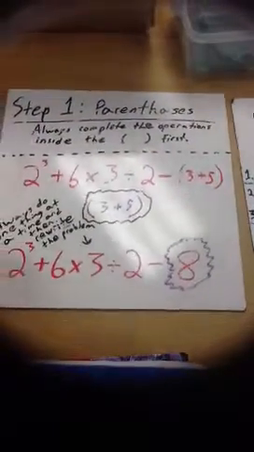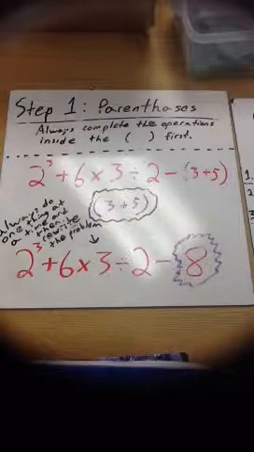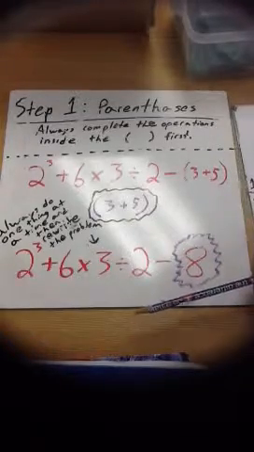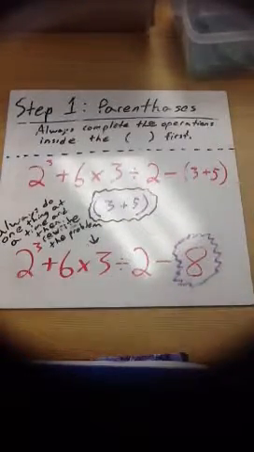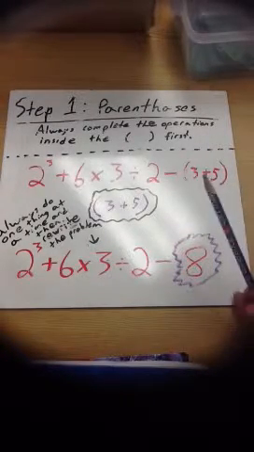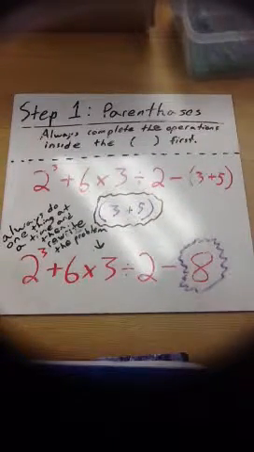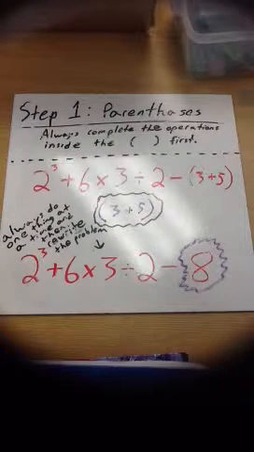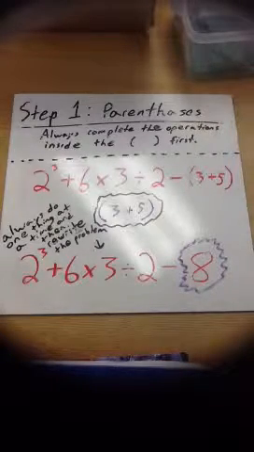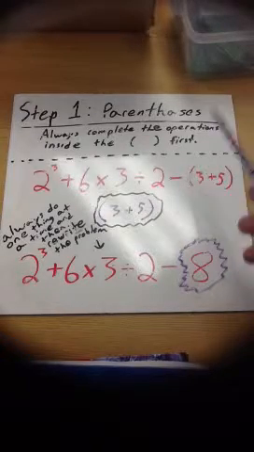The first step we're going to focus in on is parentheses. Always complete the operation inside the parentheses first. So in our problem, 2 to the third power plus 6 times 3 divided by 2 minus, in parentheses, 3 plus 5, we always do what's in the parentheses first, and we use the correct order of operations within the parentheses. So if there were multiple steps, like multiplication and addition, we would do the multiplication first. Exponents and subtraction, we do the exponents first. Here there's only one operation to do, so that's pretty simple.